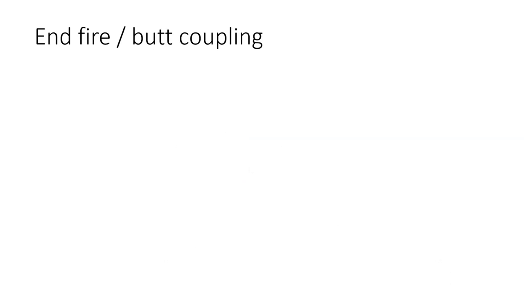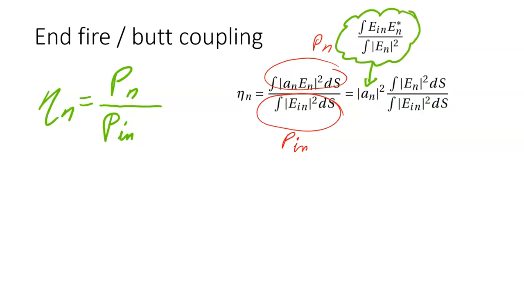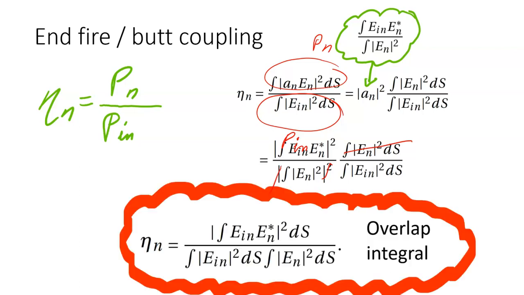Coupling of power to an individual mode can be defined as a ratio of power of the mode divided by incident power. By inserting the expression of the constants, and by simplifying this expression, we obtain the so-called overlap integral, which describes coupling between incident field and individual modes of the waveguide.